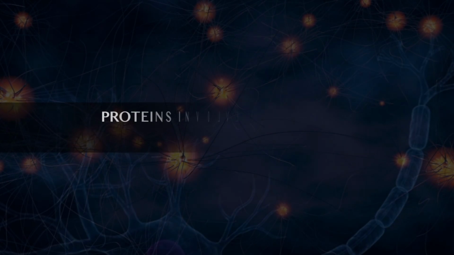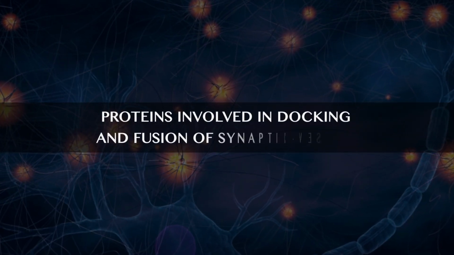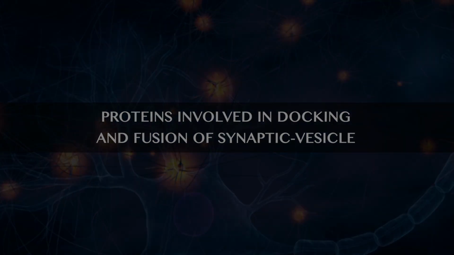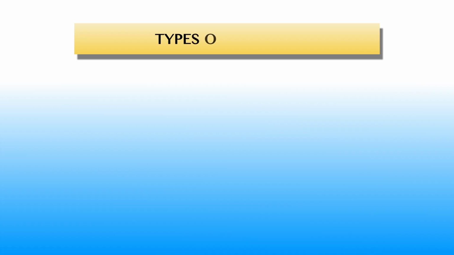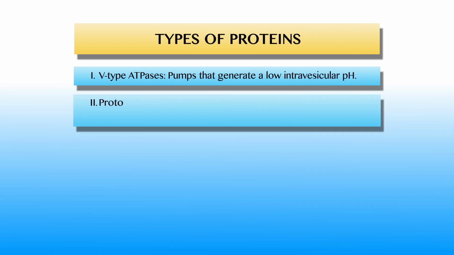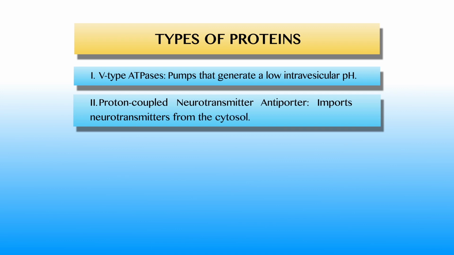Now let us take up proteins involved in docking and fusion of synaptic vesicles. The synaptic vesicle membrane contains several types of proteins. The first one is the V-type ATPases, pumps that generate a low intravesicular pH. The second one is the proton-coupled neurotransmitter antiporter, which imports neurotransmitters from the cytosol. The third one is synapsin.